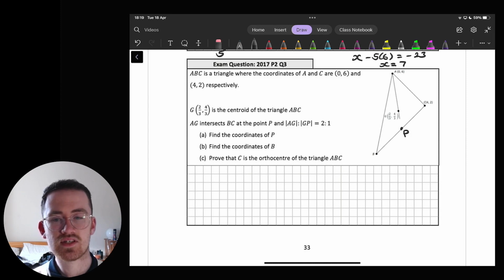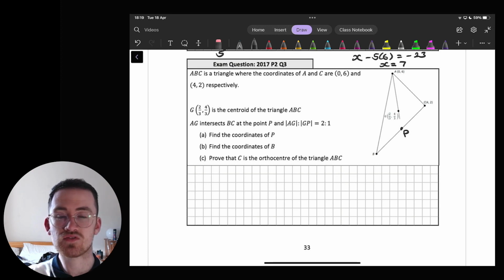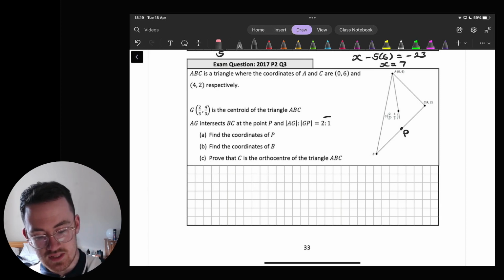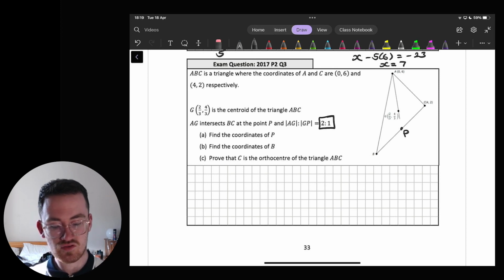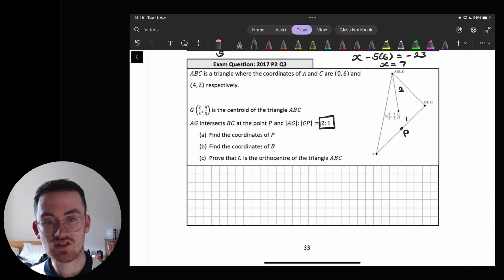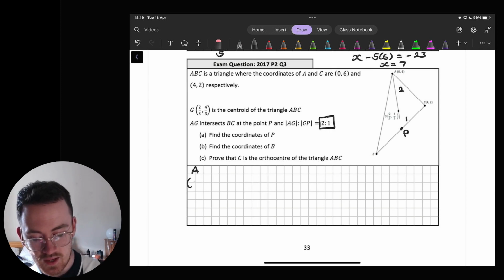We can also kind of establish that the centroid is on the line from the vertex to the midpoint of the opposite side. Now we don't know what the coordinates of B are, so we can't actually just use the midpoint formula to do that either. The last thing that we're told is that the distance from A to G and the distance from G to P are in a ratio of 2:1. So that's what we're actually going to have to use in order to answer this question. So starting with A, which is (0, 6), we know that G is (2/3, 4/3), and then we don't know what P is yet. Okay, that's what we're going to try and find.